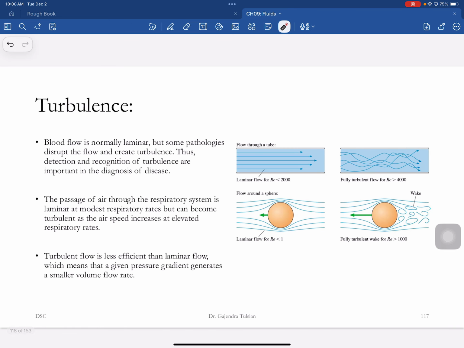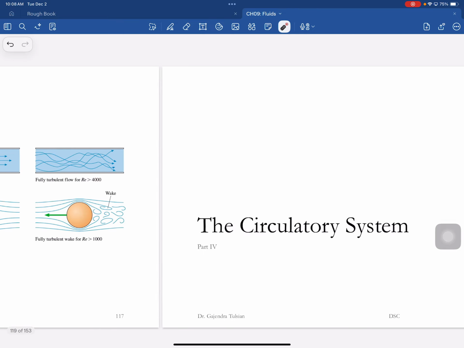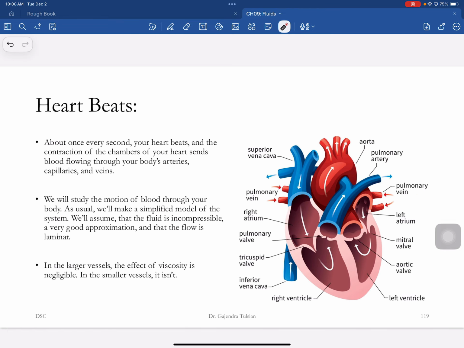Oops, where is that problem? Okay, I guess that problem comes a little later.